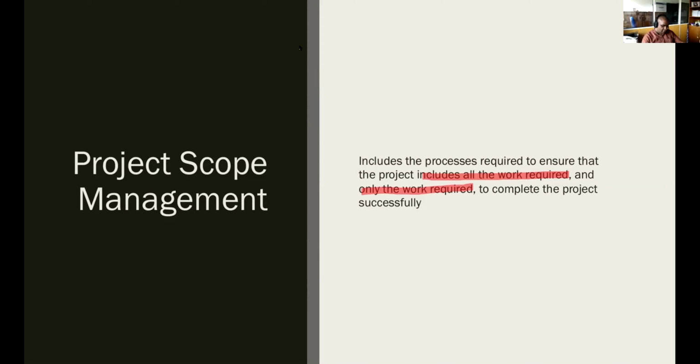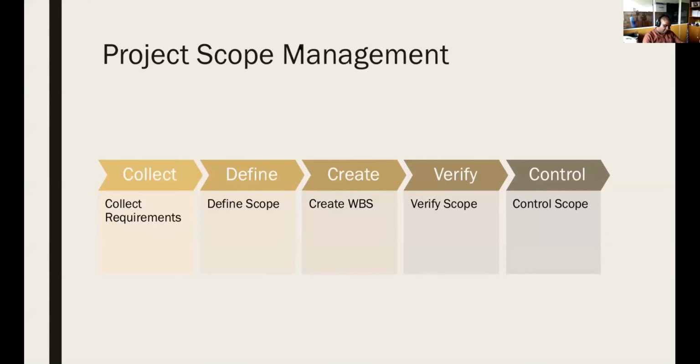There are five processes. I'm not going to discuss what processes, process groups, or phases are, because we have discussed that. There are five processes in this knowledge area. Basically, you determine what to do in a project in order to say that the project has been completed successfully. That's what we mean by project scope management.